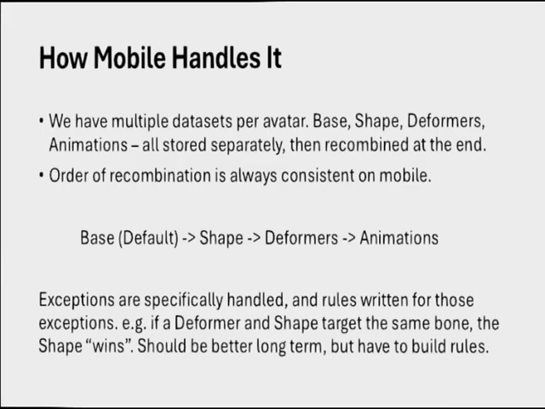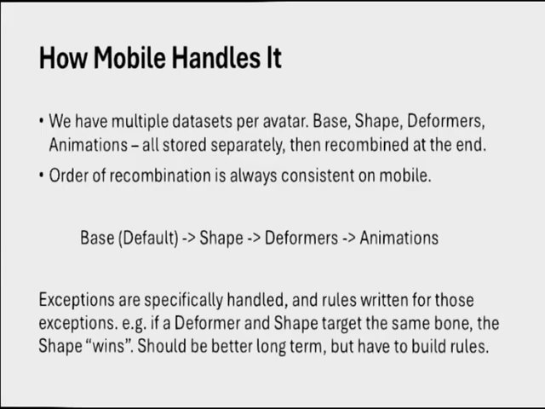You can see below the order that we've picked: the base, then your shape, then your deformers, and then your animations. But there are exceptions. In order to make the avatars load consistently, for example, one of the things we know is that when a deformer edits a body part, more often than not, the shape change will override the deformer. So we've got a whole host of special rules in the system that say for this particular set of bones, we will always use the shape data, and this particular set of bones will use deformer data if it's available, and so forth.